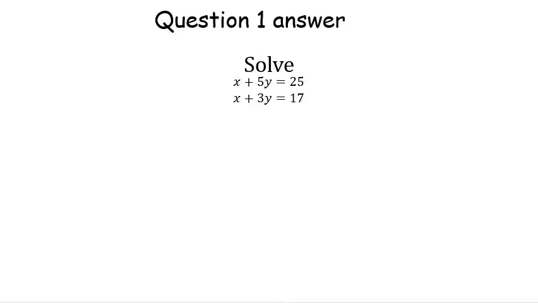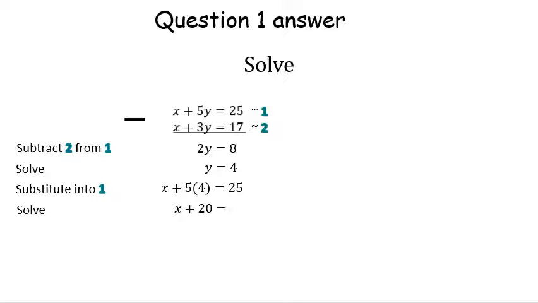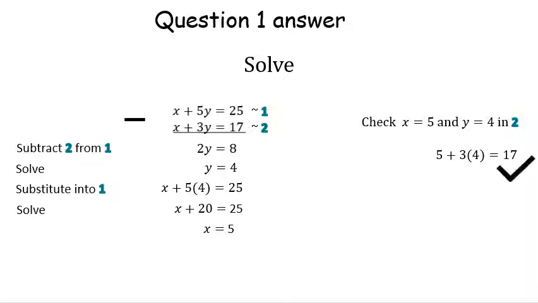Question 1. Numbering the equations 1 and 2, I subtracted 2 from 1 and then solved to get y equals 4. I then substituted y equals 4 into the first equation, getting x equals 5. I then substituted y equals 4 and x equals 5 into the second equation to check, and yes, they both worked, so x equals 5 and y equals 4.